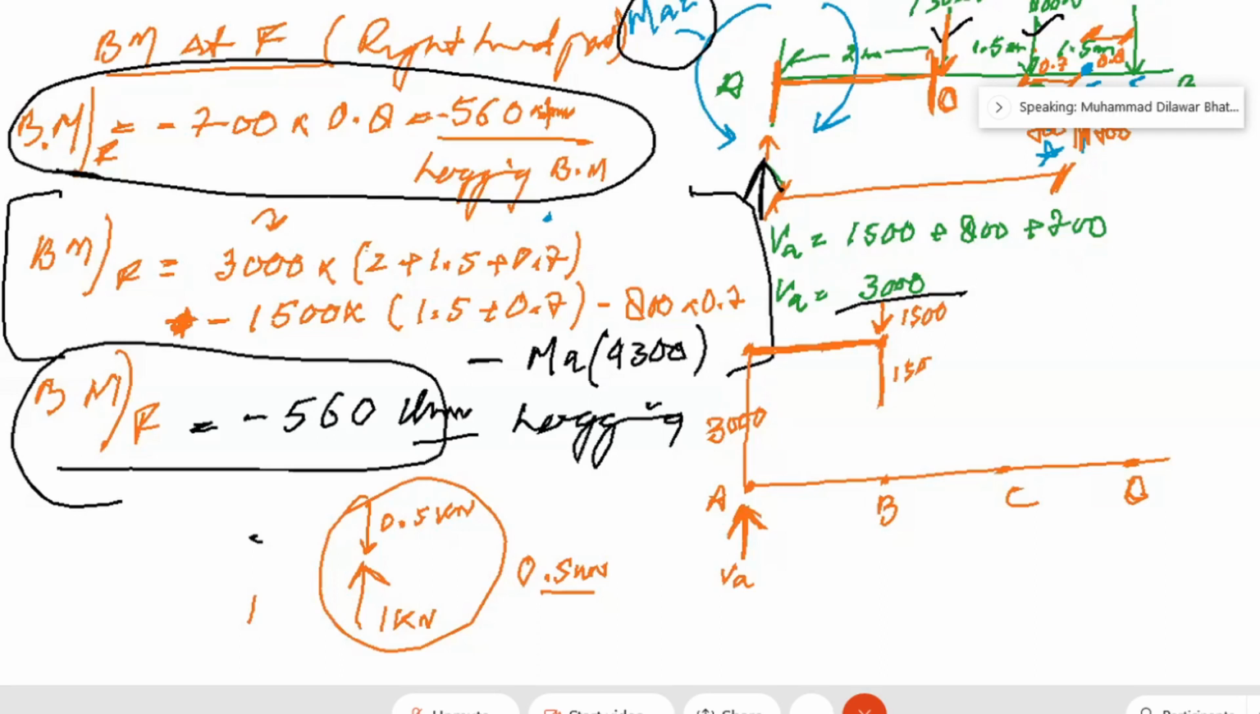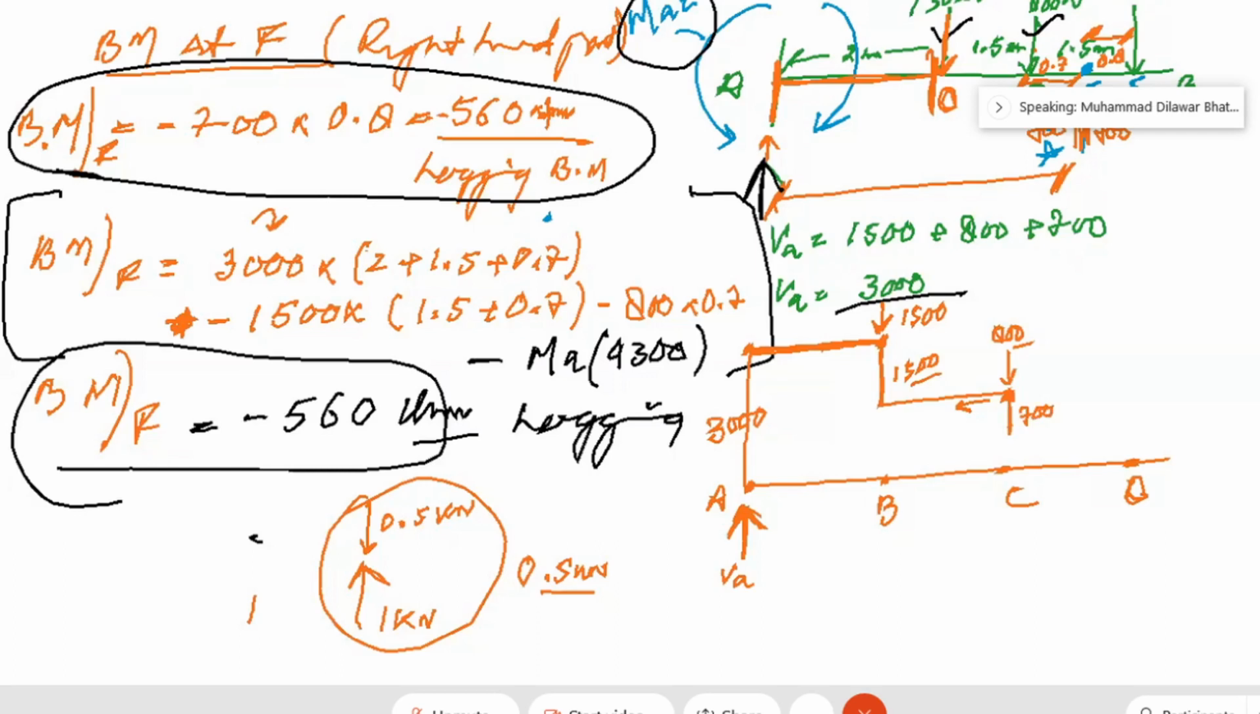Now this 1500 shearing force up till the left side of the point C, and on the right hand side of the point C, it will again go down because we have a load of 800 newton. Therefore, it will again go 1500 minus 800. That will again go to 700.